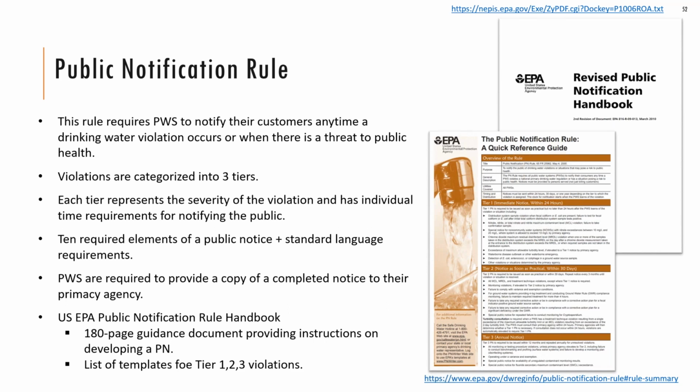So there are specific language wording structures, or several specific words that you have to use within your public notice. EPA's quick reference guide on the public notification rule will include the information on those 10 key elements, as well as the language requirements, so that systems are aware of what to include in their public notice, as well as which tier of public notice is required if there is a violation.